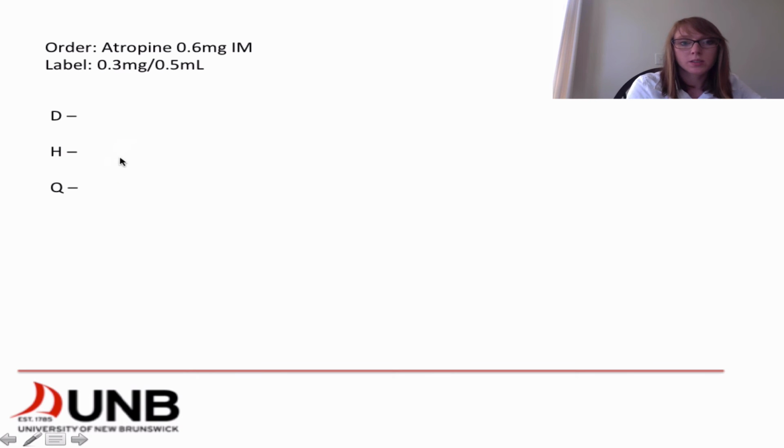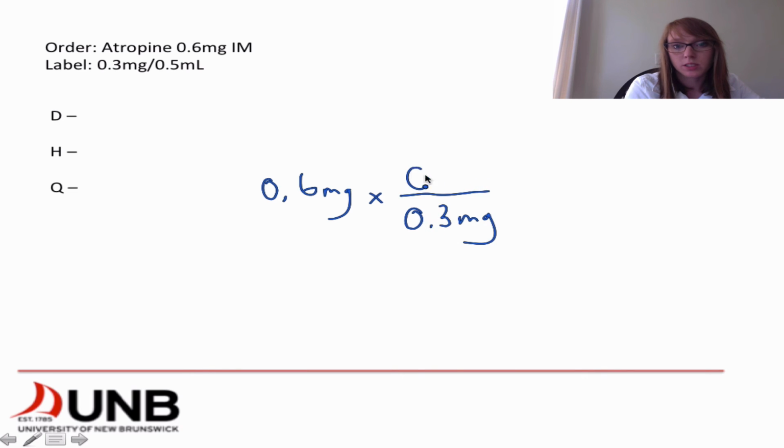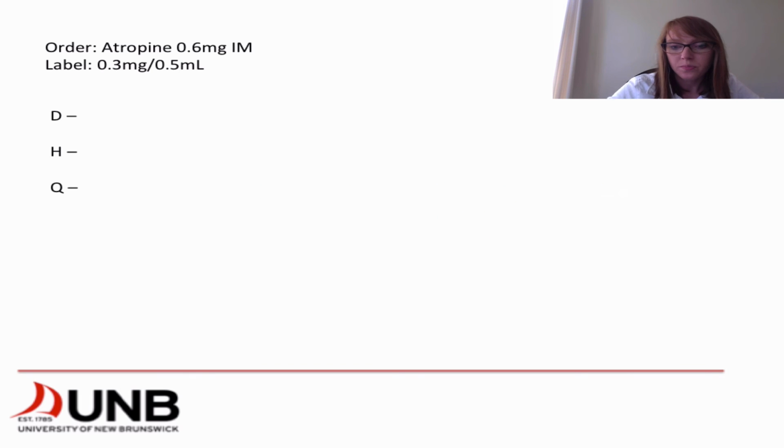So if I get rid of this and we just simply cross out our units, it's the same thing. We want to find out how many mils we're giving. So 0.6 milligrams times, we want to cross out our units, so 0.3 milligrams, and we want to get to mils because that's how much we're giving, 0.5 mils. And the answer is always going to be the same. It's 1 mil. That's how much we're giving. So when you're drawing it up, you don't need to worry about rounding. It's an even number there.